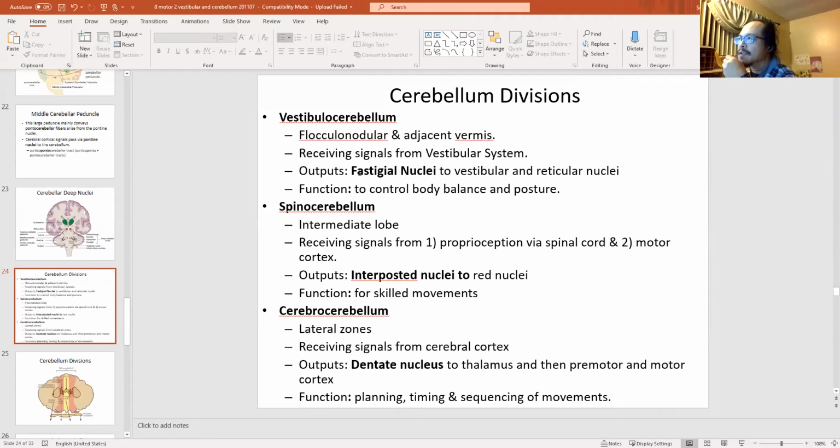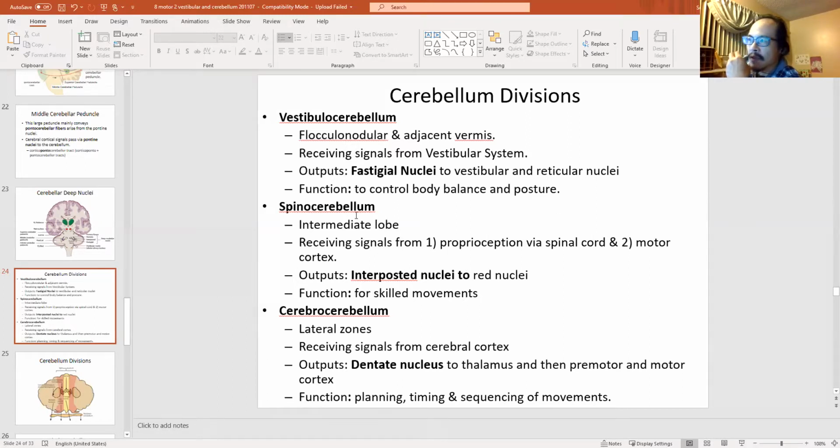So the output of this fastigial nucleus is to the vestibular and the reticular nuclei. So this is about the body balance and excite the extensor. The reticular nuclei is to excite the gamma motor neuron to cause the muscle tone, right? Affect the muscle tone. Could be excite, could be inhibit, depending on whether that's pontine or medullary reticular nuclei, right?